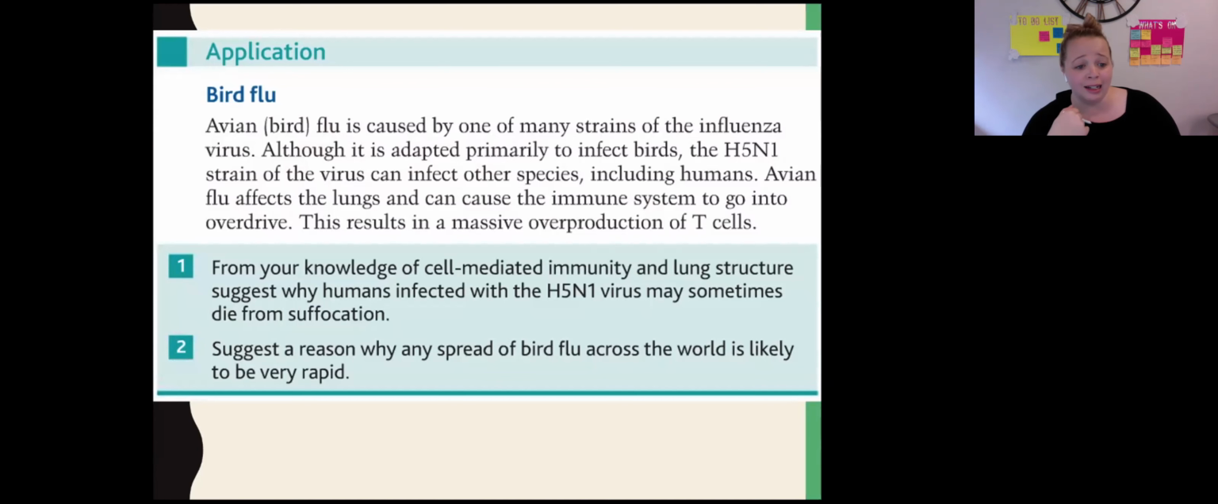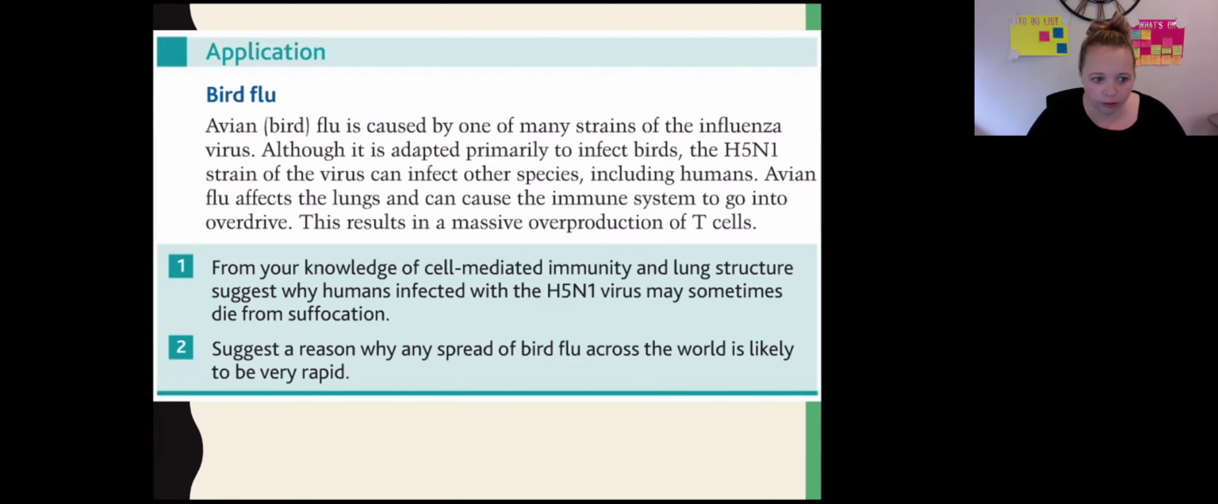Avian flu affects the lungs and can cause the immune system to go into overdrive. This results in a massive overproduction of T cells. This is one of the symptoms of the coronavirus as well. From your knowledge of cell-mediated immunity and lung structure, suggest why humans infected with the H5N1 virus may sometimes die from suffocation. And why is the spread of bird flu across the world likely to be very rapid? Give it a pause, think about them, and then we'll come back.